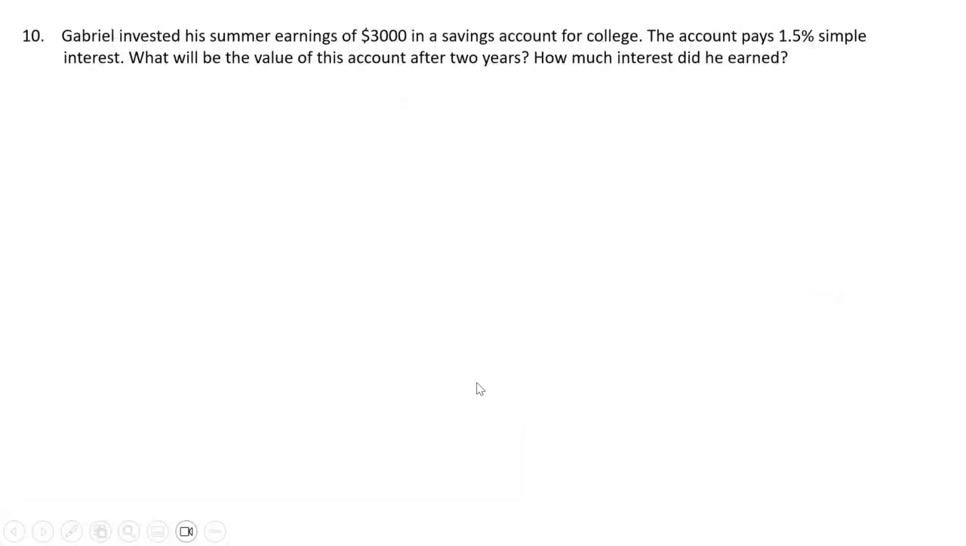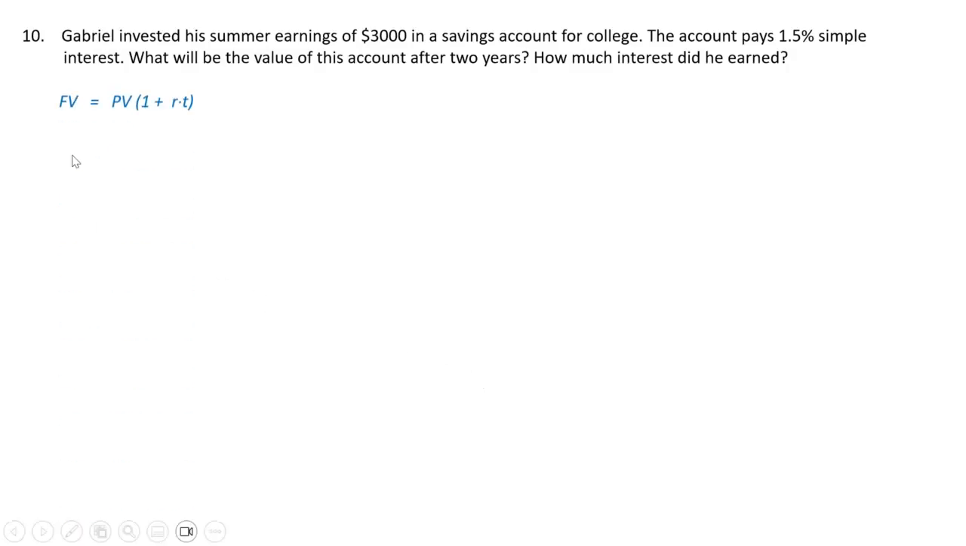So let's go to our next problem. This is number 10. Gabriel invested his summer earnings of $3,000 in a savings account for college. The account pays 1.5% simple interest. What will be the value of this account after 2 years? And how much interest did he earn?